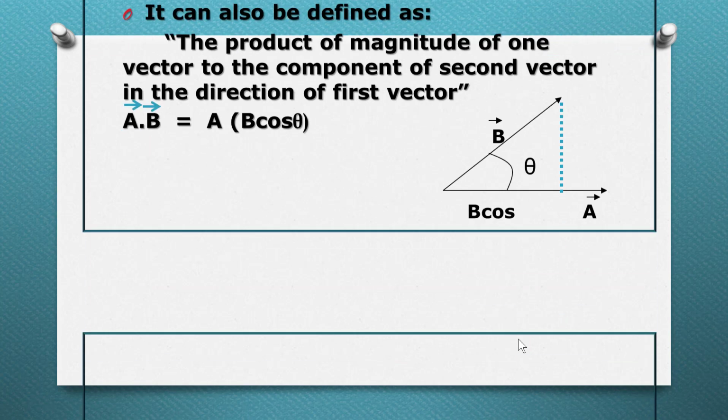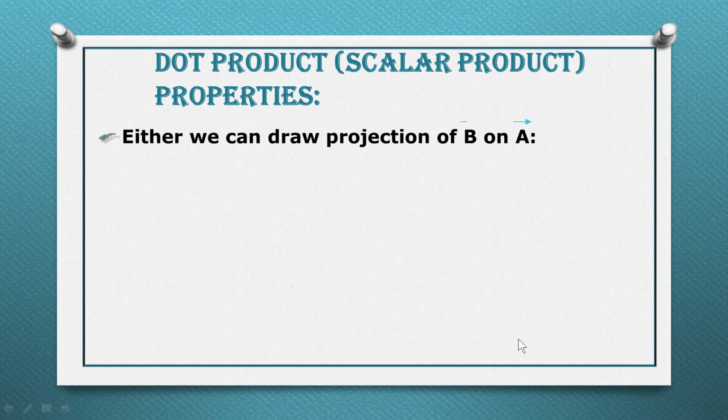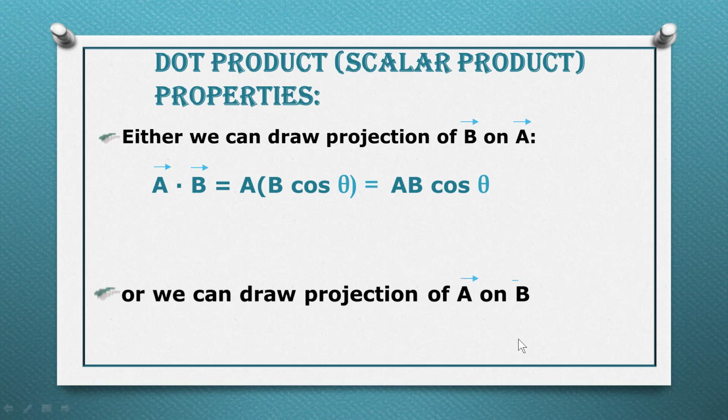We have also discussed that we can either draw the projection of B on A, which we have already discussed, or we can draw the projection of A on B. That is, B dot A and A dot B will give the same result. A dot B is equal to the magnitude of A multiplied by the component of B along A, which gives us AB cos theta. And if we find B dot A, we can write it as the magnitude of B multiplied by the component of A along B, which is again AB cos theta.